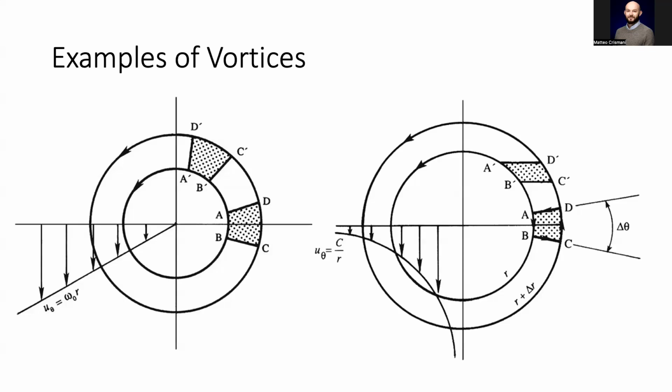What? There is deformation. Good, yeah. So the parcel didn't stay the same shape. Is it the rotation? Yeah, probably. This is kind of a weird one, right? U theta is C over R.